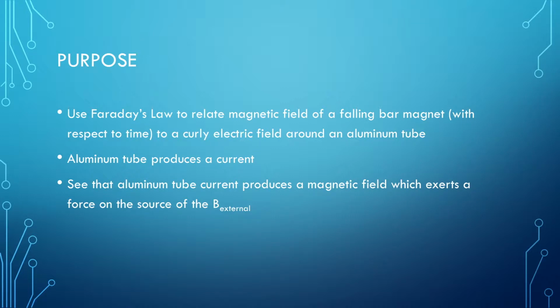The purpose of this lab was to use Faraday's law to relate the magnetic field of a falling bar magnet with respect to time to a curly electric field around an aluminum tube. The aluminum tube produces a current, and we see that this current produces a magnetic field which exerts a force on the source of the B external. It is important to note that the aluminum tube is somewhat representative of a solenoid.